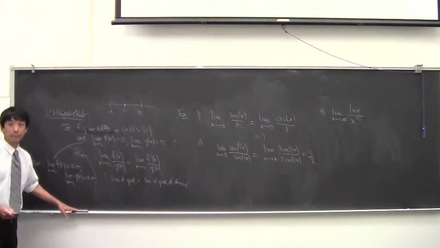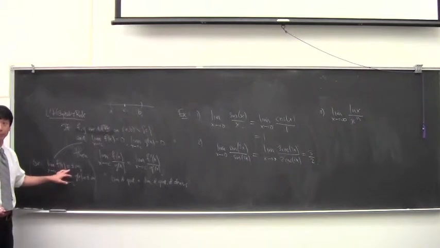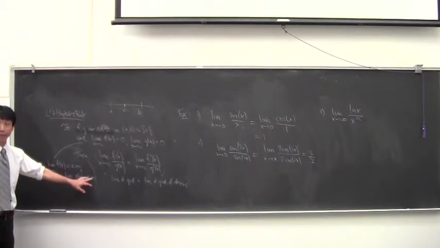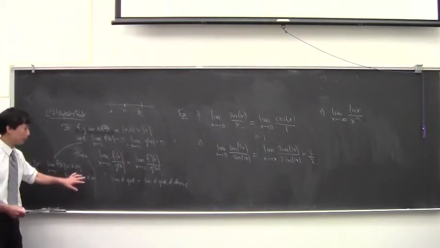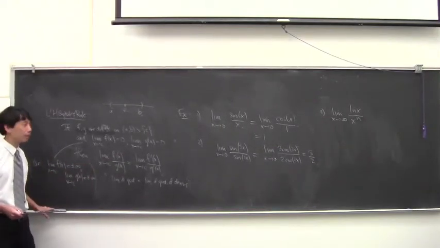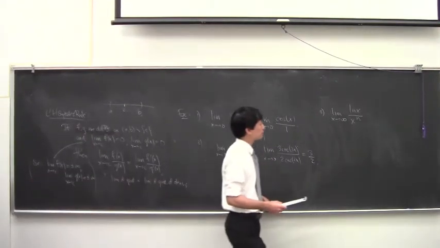If f of x's limit is approaching positive infinity, does that mean g of x also has to be approaching positive infinity? No, it could be negative. It could be separate. It could be opposite, it could be the same. Okay.